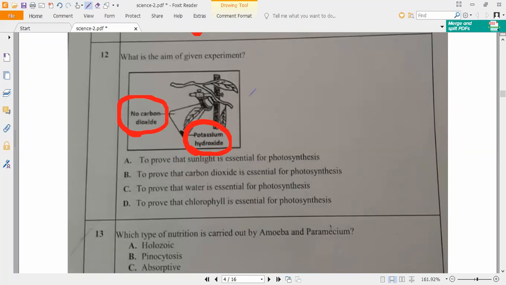So what is that experiment? What is the aim of this experiment? To prove that carbon dioxide is essential for the photosynthesis reaction.